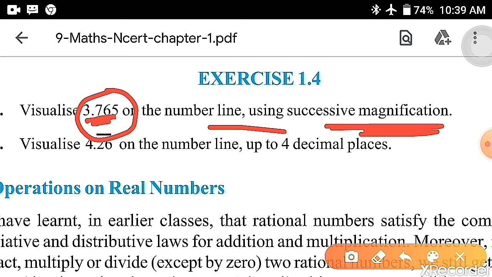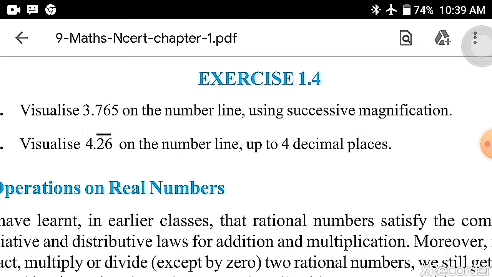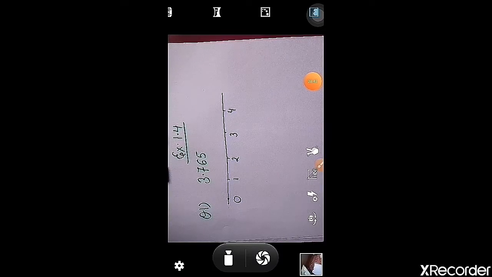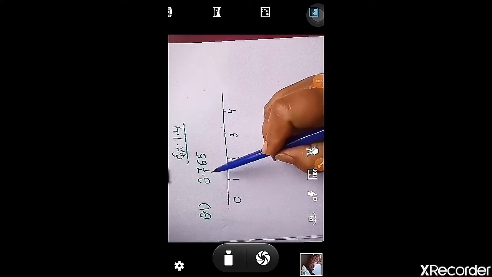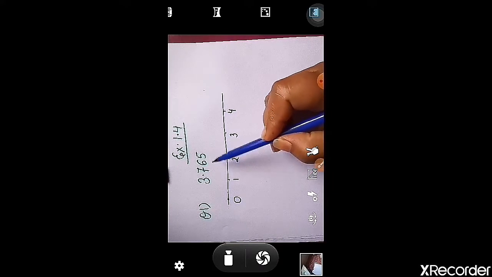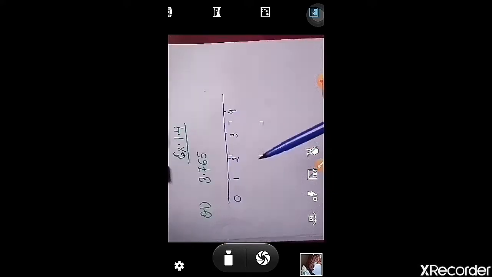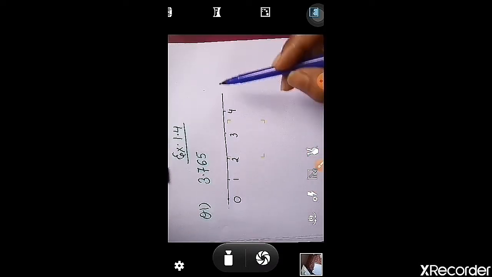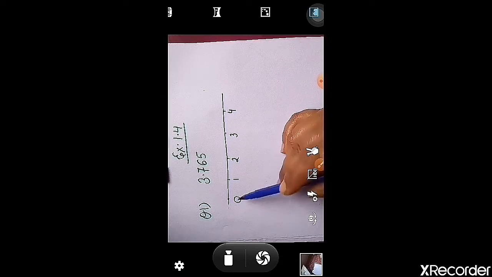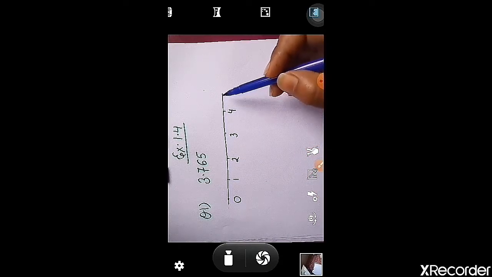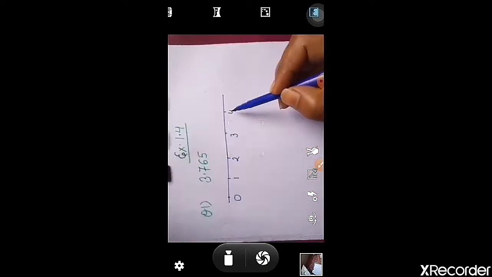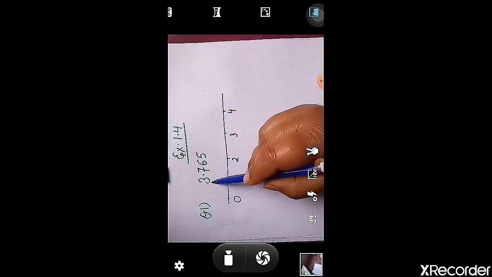So what will be the process of this question? I will explain it by doing it myself. Now you have to locate 3.765 on the number line with the successive magnification method. So how will we solve it? First we will make a number line. As I have made, you will also make in your copy, and you will mark 0, 1, 2, 3, 4 like that. Now we require 3.7.